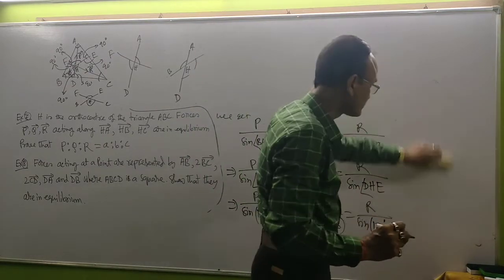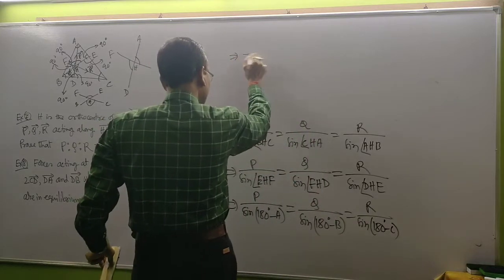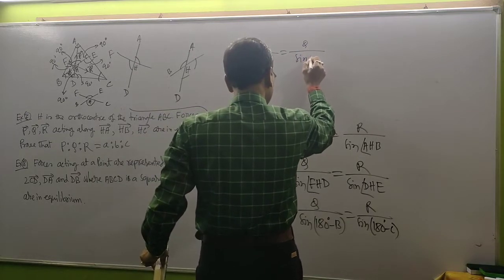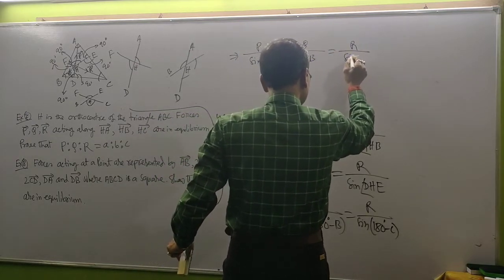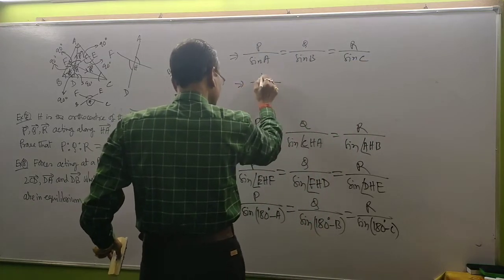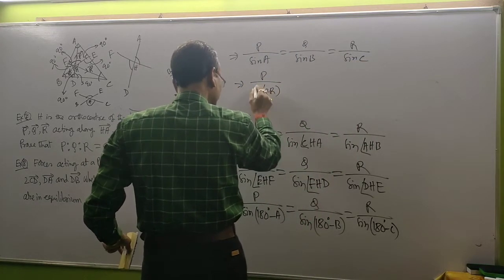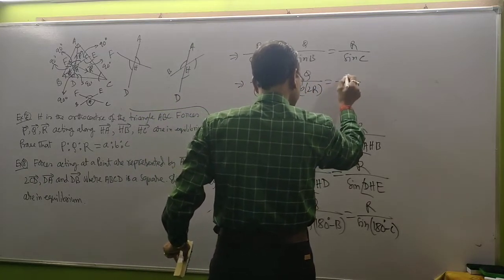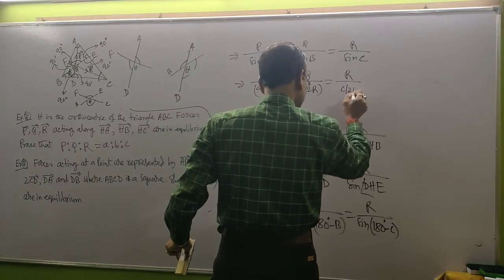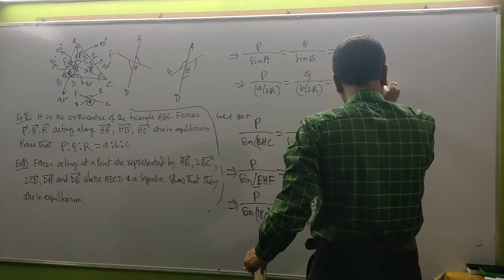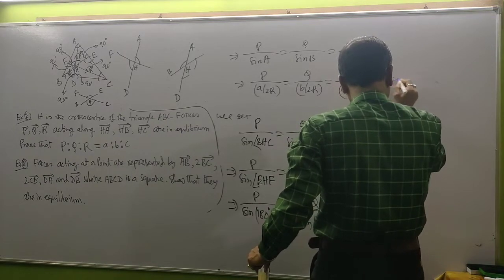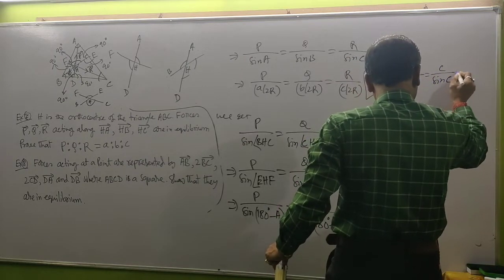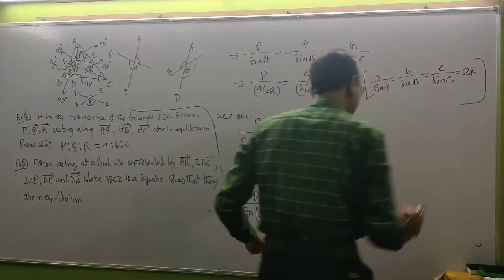Now, this means P by sin A equal to Q by sin B equal to R by sin C. This means P by sin A by twice R equal to Q by sin B by twice R equal to R by sin C by twice R. Since in any triangle ABC, you will get A by sin A, B by sin B, C by sin C equal to twice R.